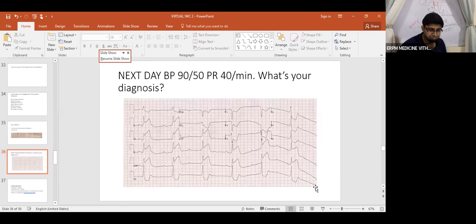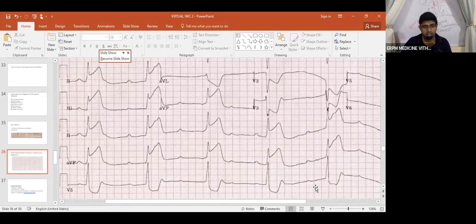Now, look at me. What heart block is this? Anybody? I will teach in the ECG class. Don't worry. What heart block is this? First degree heart block. Any other answers?